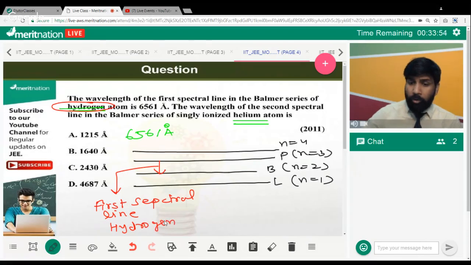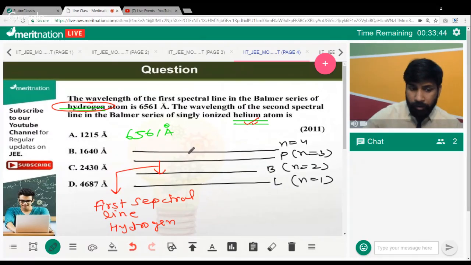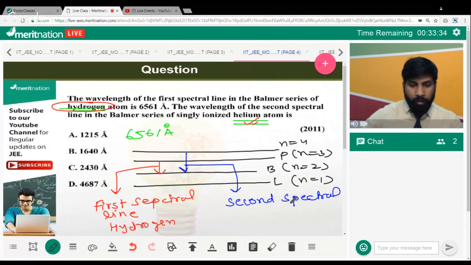Okay, now what about the next one? Here the next one is for helium, and the second spectral line. So student, this will be the second spectral line, from 4 to 2. This is our second spectral line, and this one is for helium.